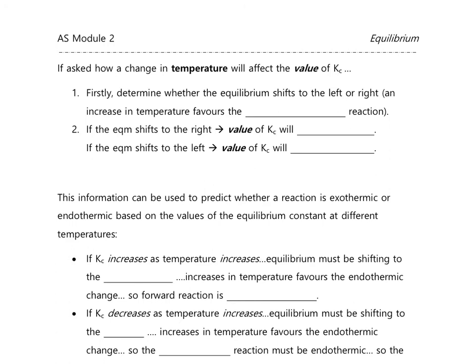Over in the next page, that is summarised. So if you're asked to define or explain how an increase or decrease in temperature affects the value of Kc, the first step you need to do is determine whether it shifts to the left or right, remembering that an increase in temperature favours the endothermic reaction. And then from that, if it shifts to the right hand side, the value of Kc will increase. If it shifts to the left hand side, the value of Kc will decrease.